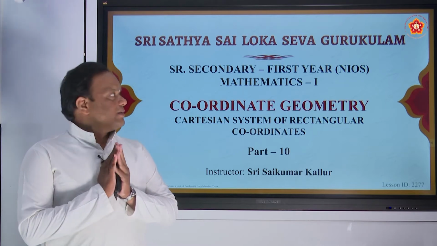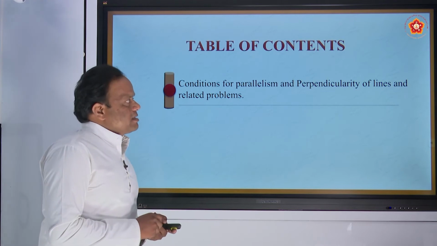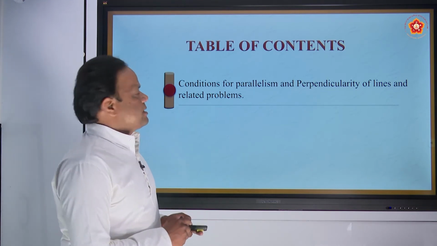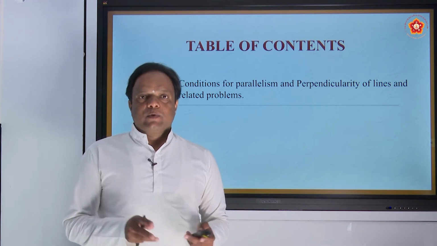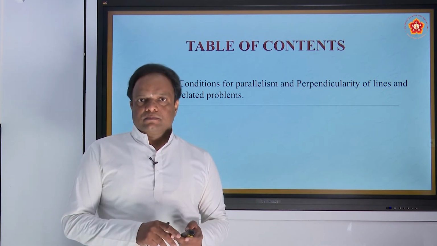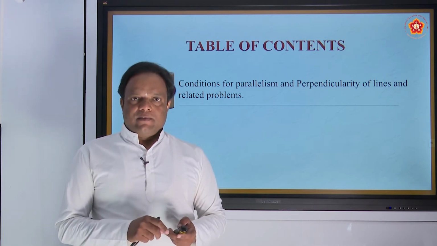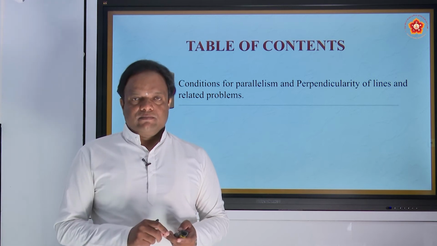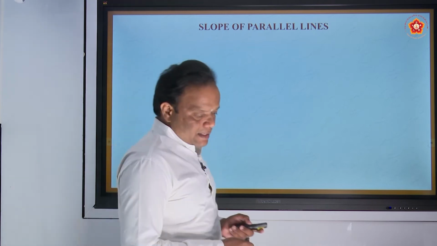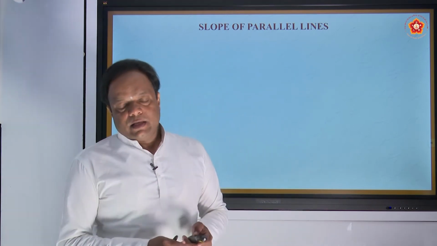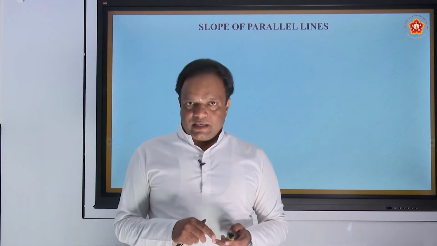So today's class we continue coordinate geometry: the condition for parallelism and perpendicularity of lines and some related problems. What is the condition if two lines are parallel, and what is the condition if two lines are perpendicular when their slopes are given? So let us see. First one, slope of parallel lines. If two lines are parallel and the slopes are given, then what is the condition?